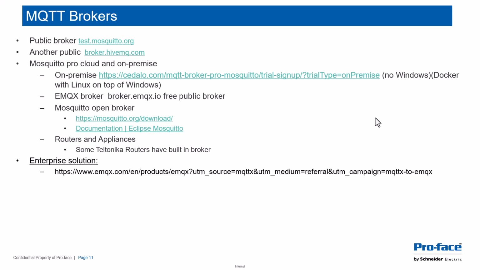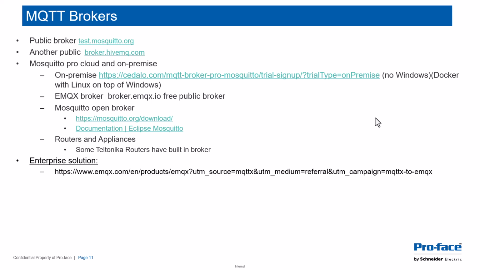There are cloud-based and on-premise brokers available. For example, this is, I believe, Cedalo, the commercial arm of Mosquitto, and they have a broker. It's a Linux-based broker that can run on Docker and Windows, for example. And then there's an EMQX broker, a free public broker. There's a Mosquitto open broker, like I point out up there. Sorry, that's the one that runs on Windows, and it basically has a command line interface.